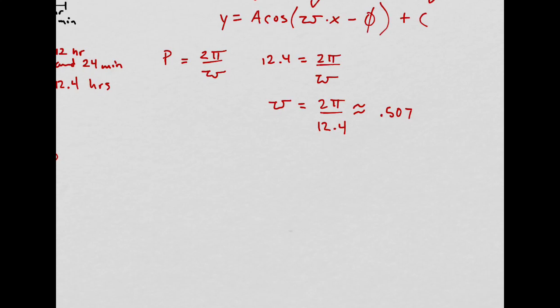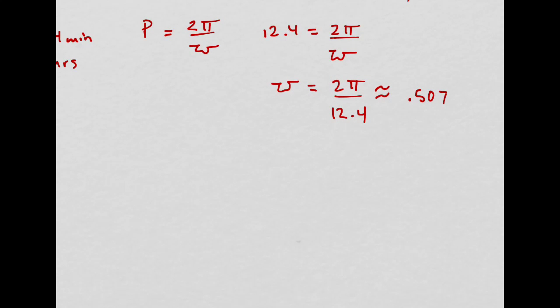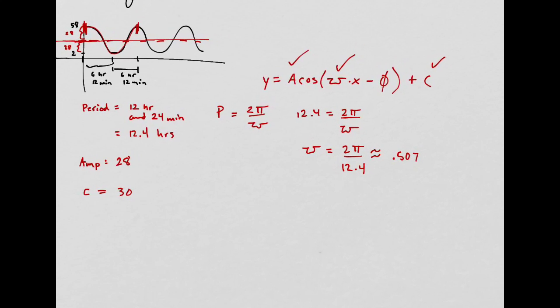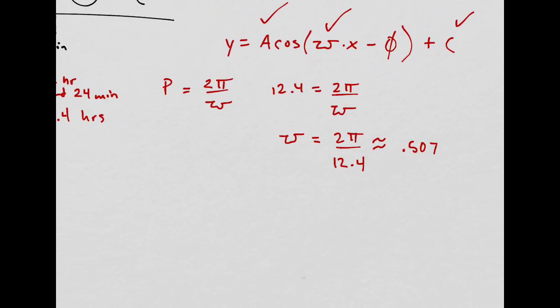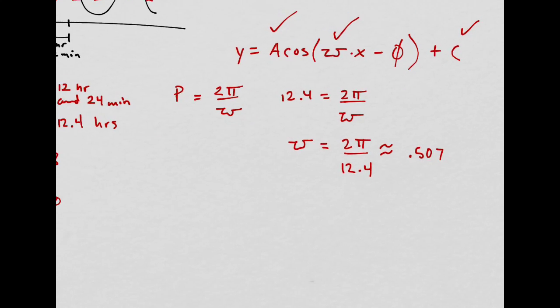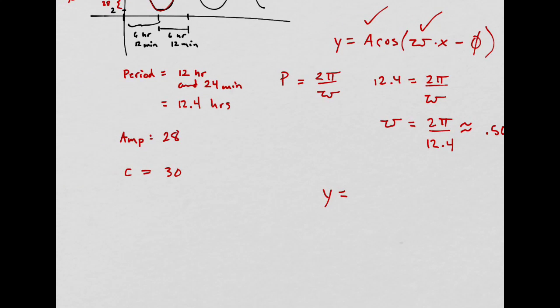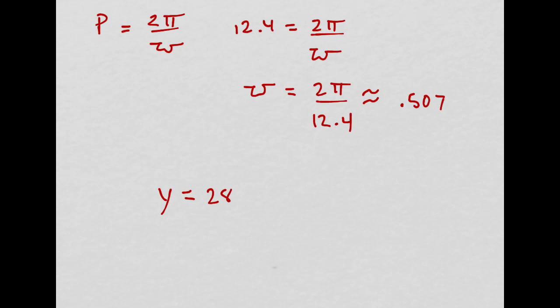Phase shift is just, well, however much you move. Oh, yeah. If we had phi, then we could know what the phase shift is, but we don't. We don't have it. Okay, so what do we do? Remember, you gotta plug stuff in. So I'm gonna write down what I have so far. Y equals, what's a? A was 28.